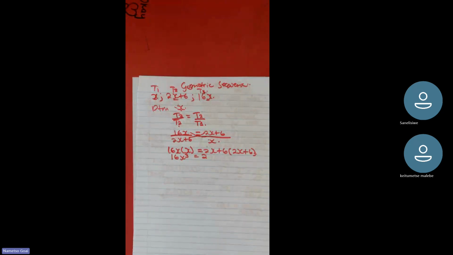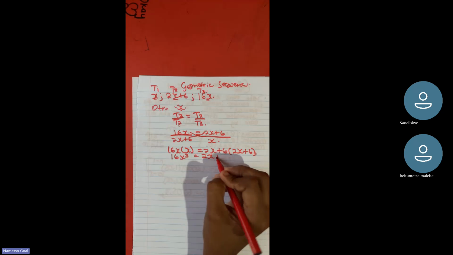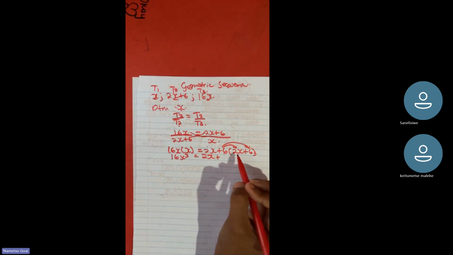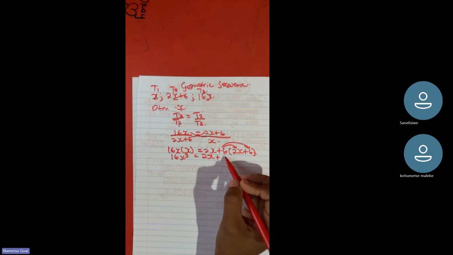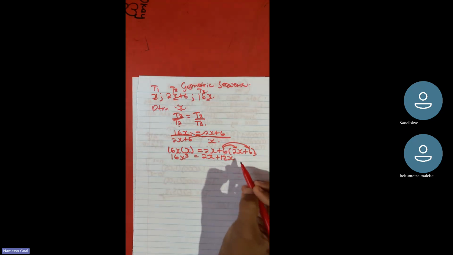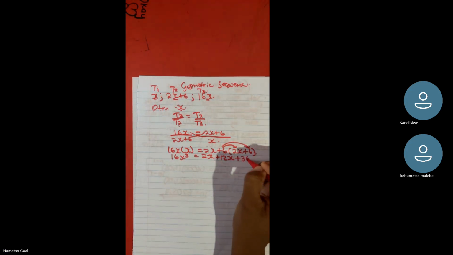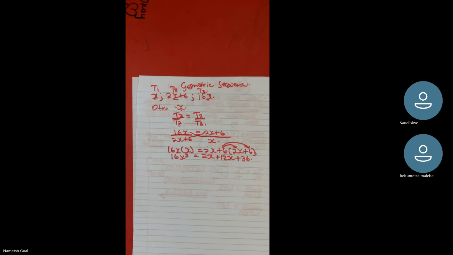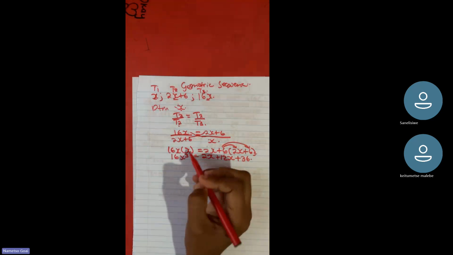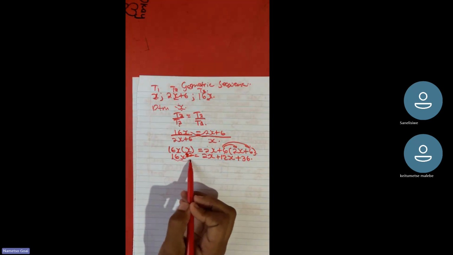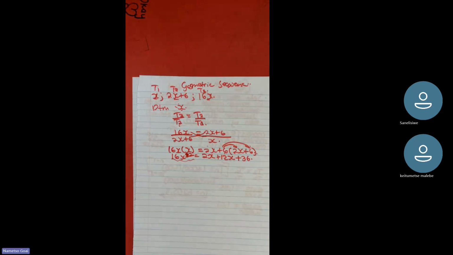16x times x, we're going to have 16x cubed equals to 2. What is now happening here? Okay, 2x plus the 6, you just have to multiply it into the bracket, right? 6 times 2x would now be what? It would be 12x. What's 6 times 6? 36 plus 36. This is squared, guys. This is not cubed, sorry. Squared.